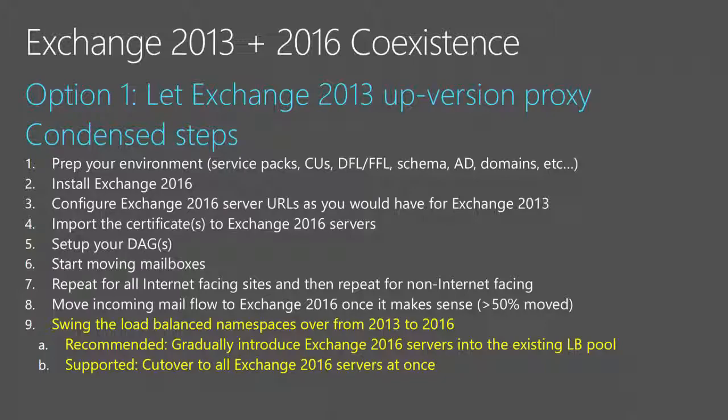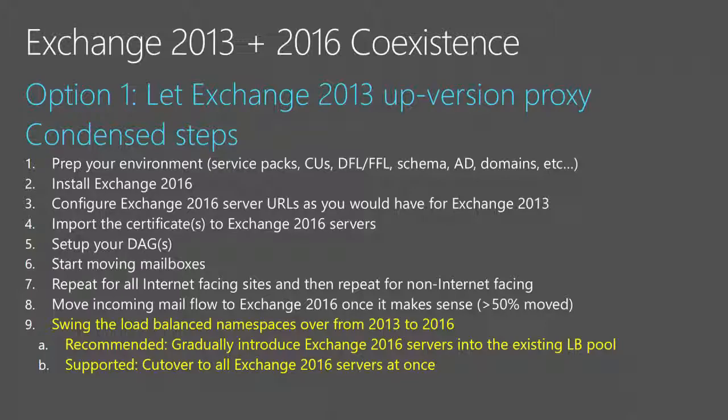Now, you've got two different options when you're migrating from 2013 to 2016. You can do what we call up proxy or down proxy. So the first option is up proxy, and this is where you're still using 2013 as the front door, and it's simply up proxying to 2016 for users whose mailboxes have already been moved.